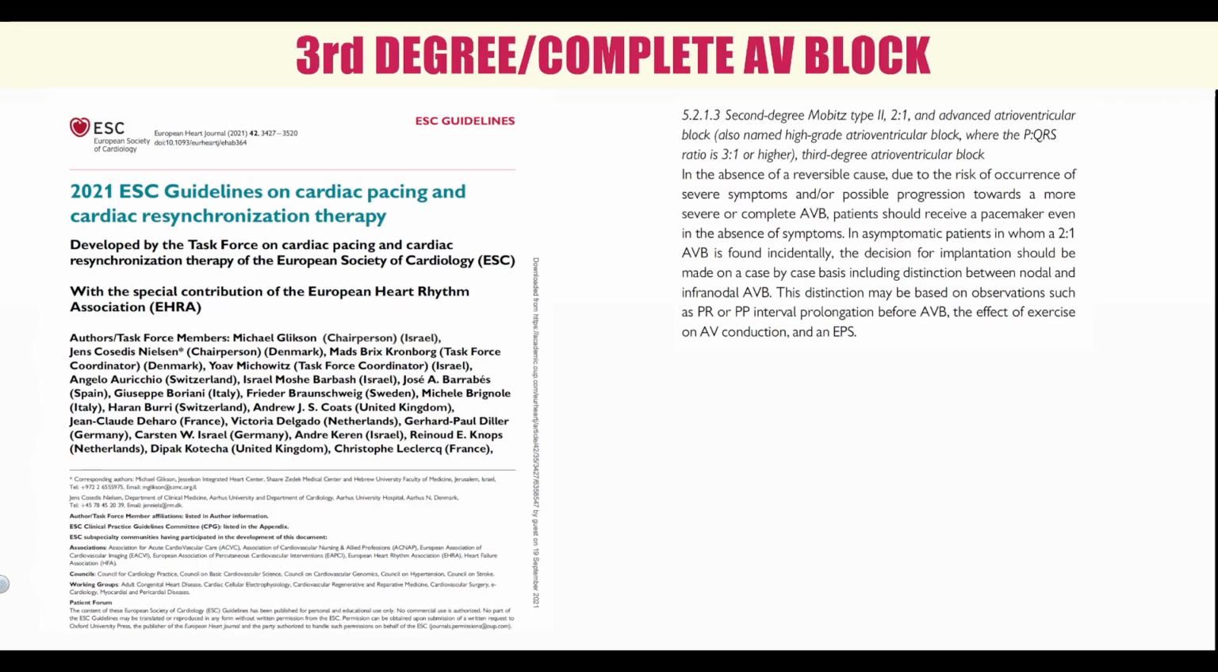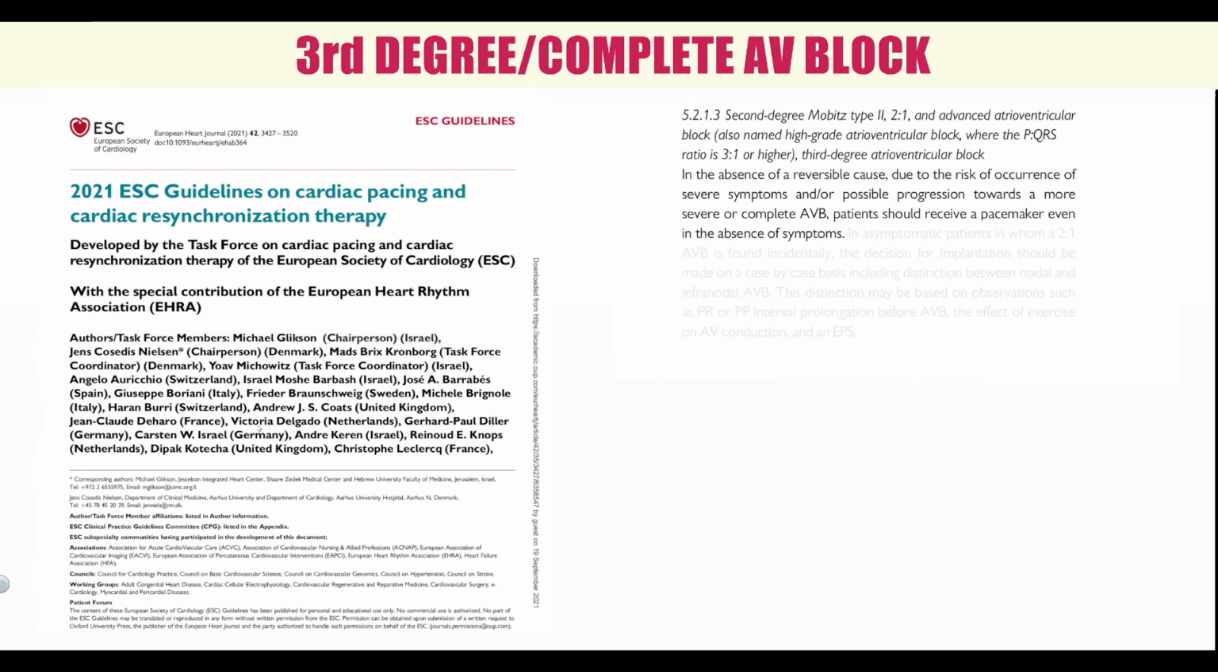Finally, let's check the current guidelines for second degree AV block type Mobitz II, 2-1, high degree and complete AV block. In the absence of a reversible cause, due to the risk of occurrence of severe symptoms and or possible progression towards more severe or complete AV block, the patient should receive a pacemaker even in the absence of symptoms.